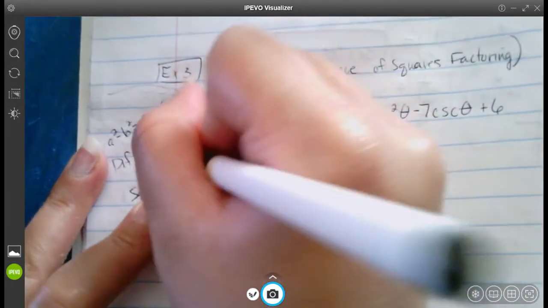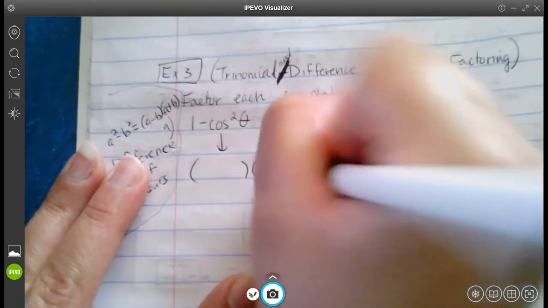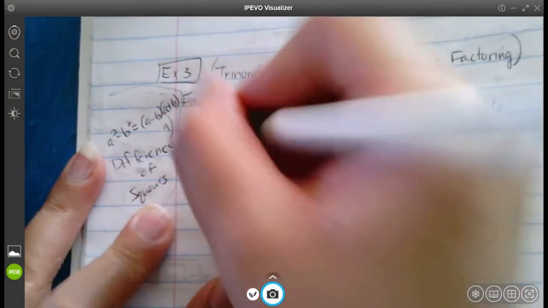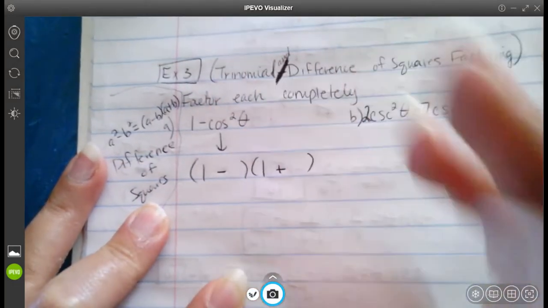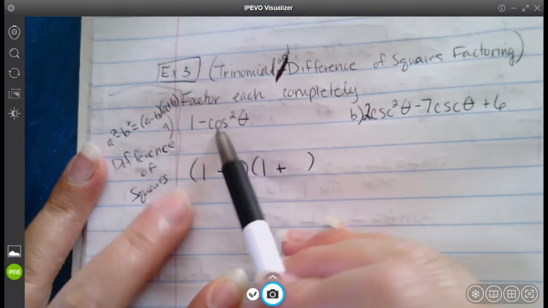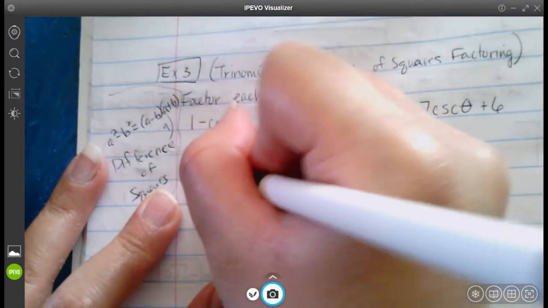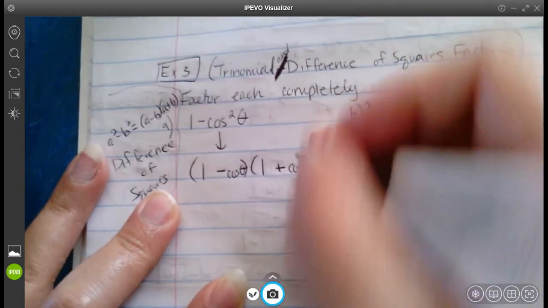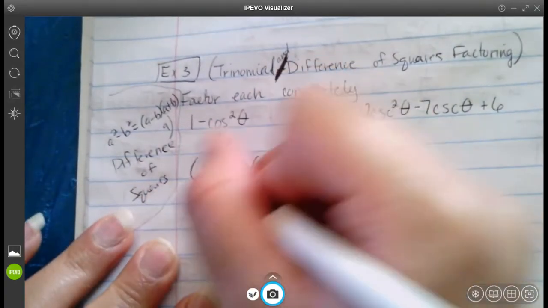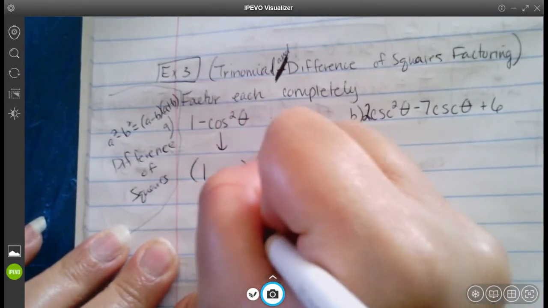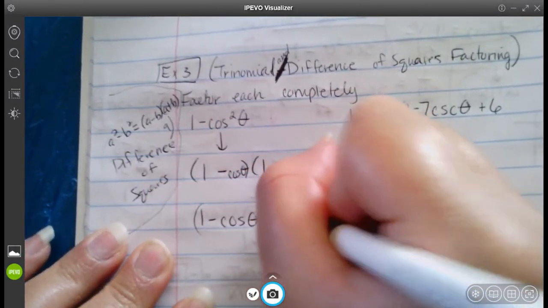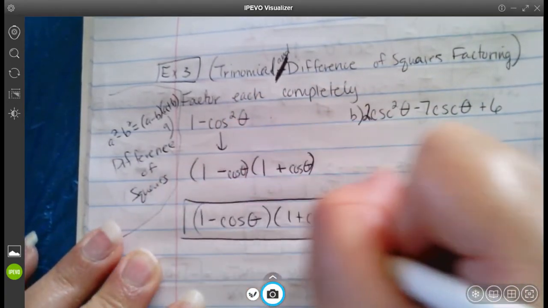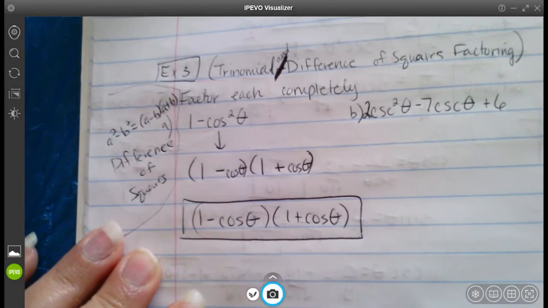We know that the square root of 1 is 1, okay? We'll put our symbols minus and plus, or plus and minus. Doesn't matter which order you put it in. The square root of cosine square theta, well, it's just cosine theta, cosine theta. And that's it. Let me write it a little bit nicer. It looks a little bit crowded. So 1 minus cosine of theta times 1 plus cosine of theta. And that's it. This is our factored form using difference of squares for this one.